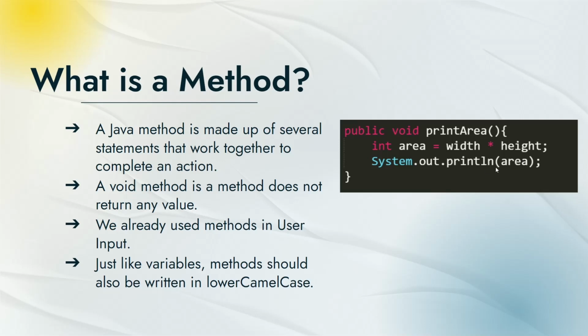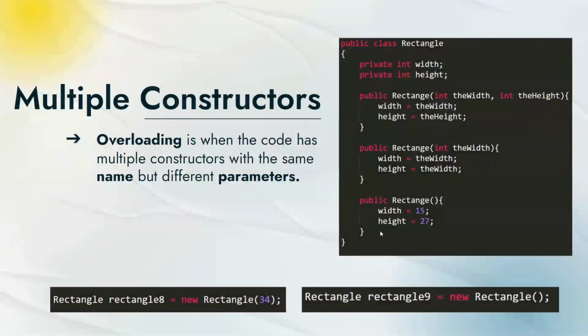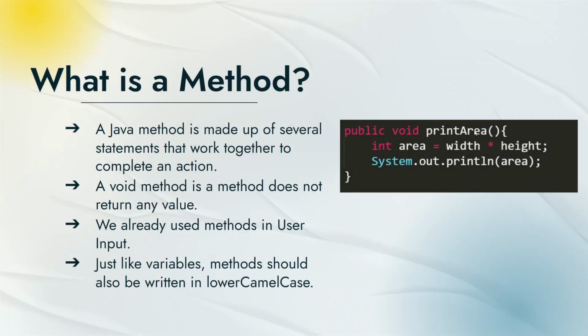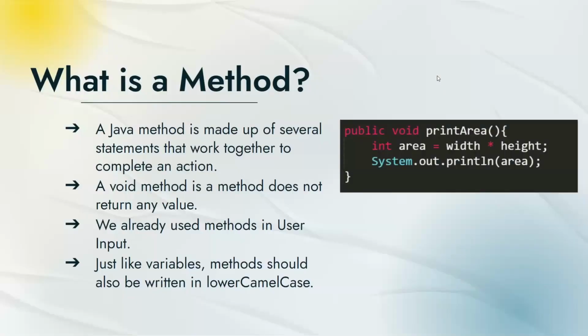You may be wondering, where did we get the width and height variables from? Keep in mind that methods are written in classes. So you would write a method right after the constructor. Right after the variables and constructors, you would write a method down here. These methods can access the entirety of the class. So these width and height variables are actually the width and height variables from the class. Those are the instance variables, and the method can use them.